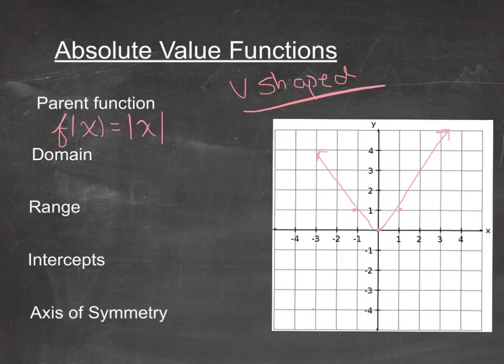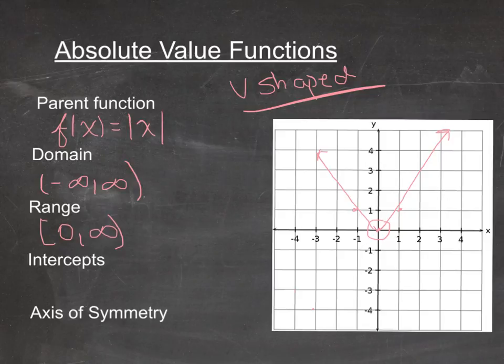And the domain of this parent function, I can choose any value for x and plug that in, and I'm not going to have any issues. So my domain is negative infinity to positive infinity, and I can see that on my graph as well. My range, I don't have any negative values for y, so the lowest I can go is 0, and then I can go as high as I want. So my range is from 0, including 0, to infinity.